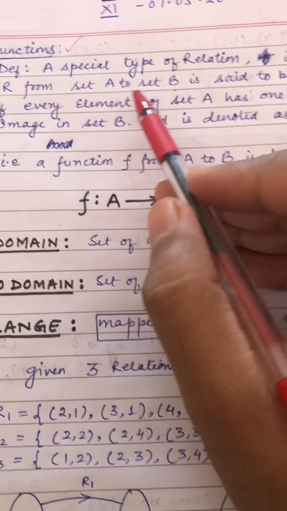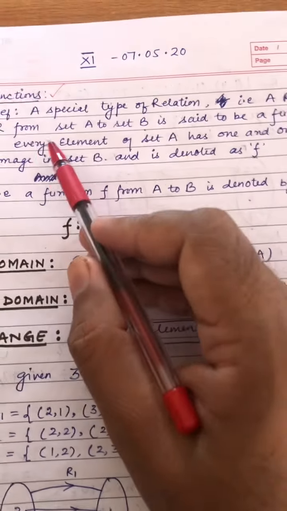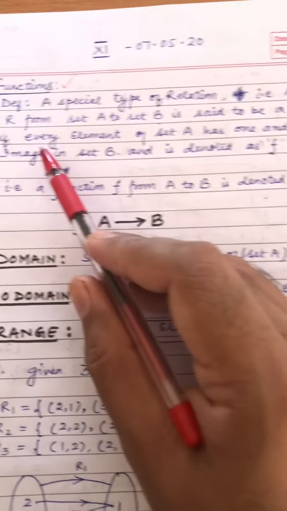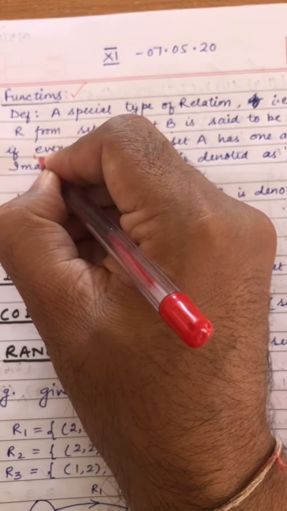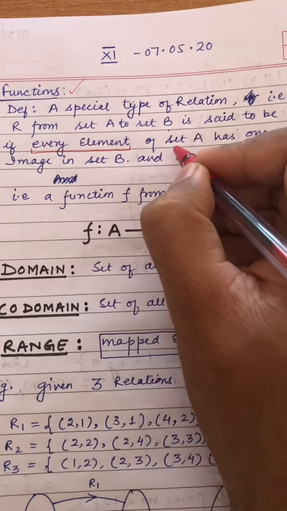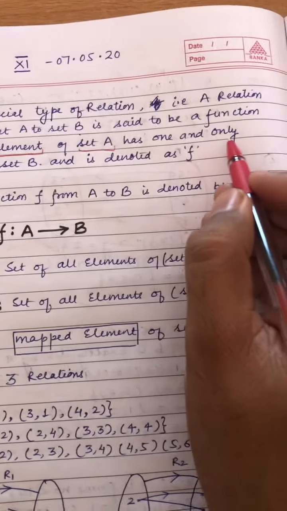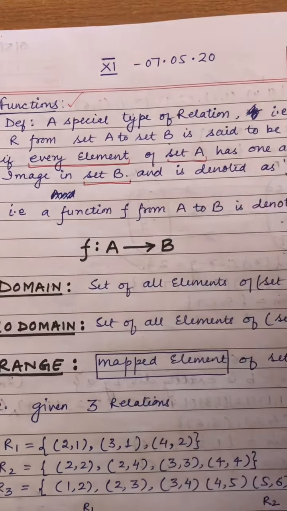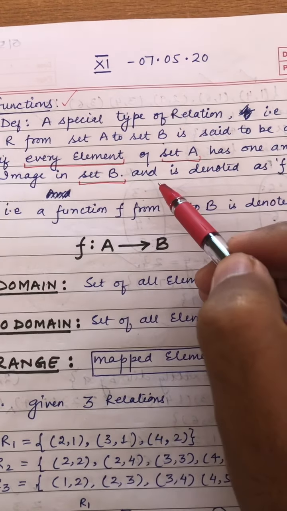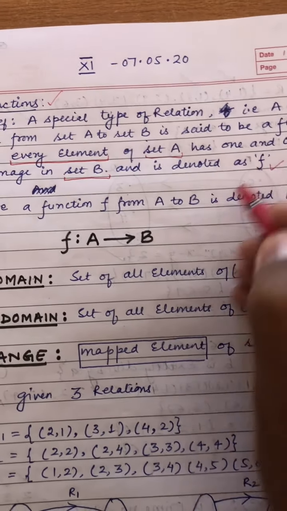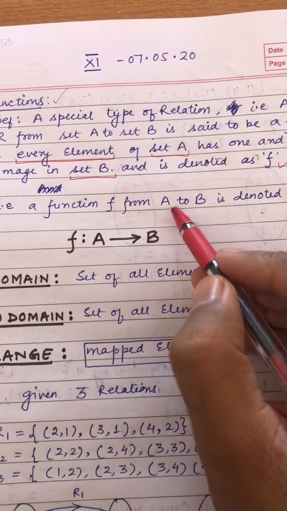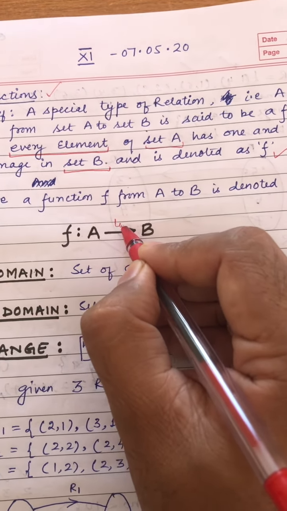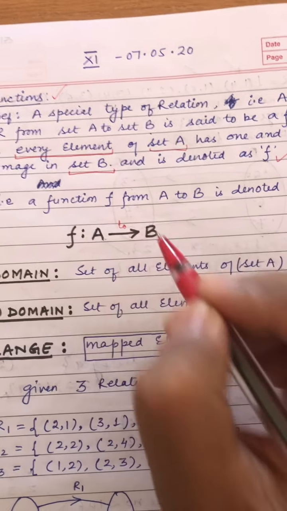So, the definition says that a relation R from set A to B is said to be a function if every element, underline this word, every element of set A has one and only one image in set B. It is denoted by F. So mathematically, if a function is defined from set A to B, we write like this: F: A to B.